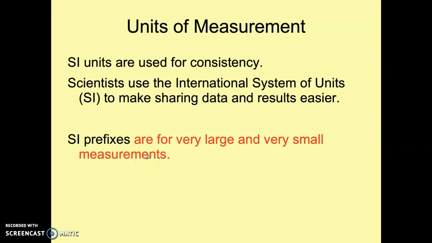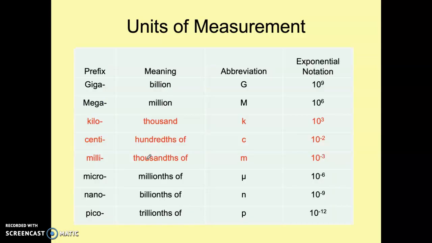So a typical unit would be like meters or grams or liters. These are what we call our base units. And then by adding prefixes like kilo, we can make that number bigger, or centi, we can make that number smaller. Okay, so the table here, there's all these prefixes.